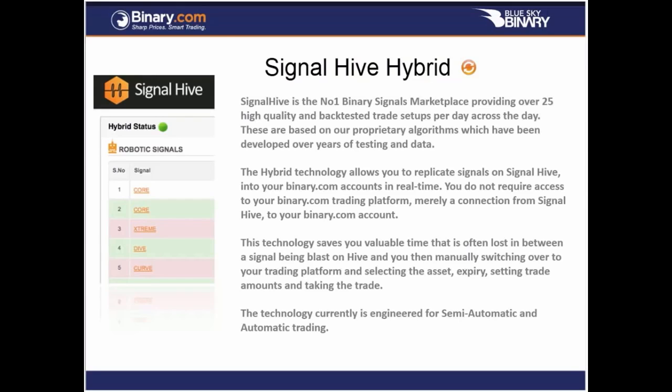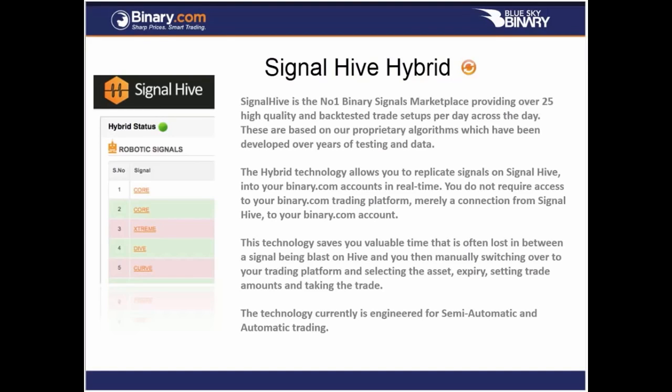This technology saves you, of course, valuable time that is often lost in between a signal being blasted on Hive and then you manually switching over to your trading platforms and then selecting the asset, expiry, setting the trade. And of course, you may understand that in a sector such as binary options, where time is literally gold, you want to be as quick as possible when taking a signal. And so in this case, the hybrid just saves you that time.